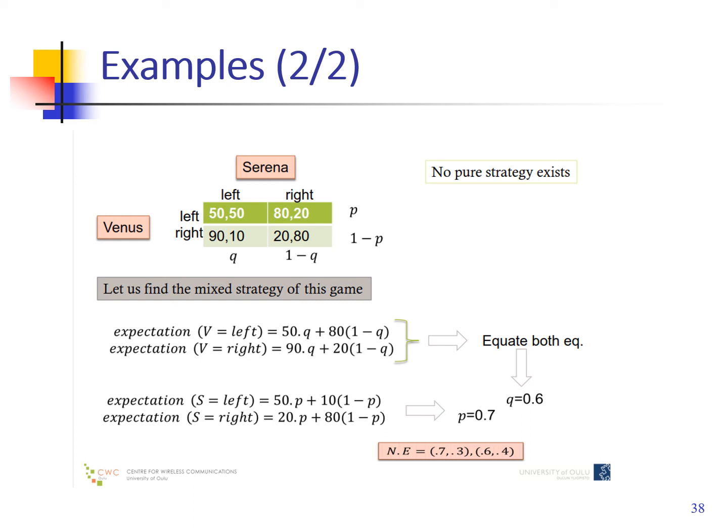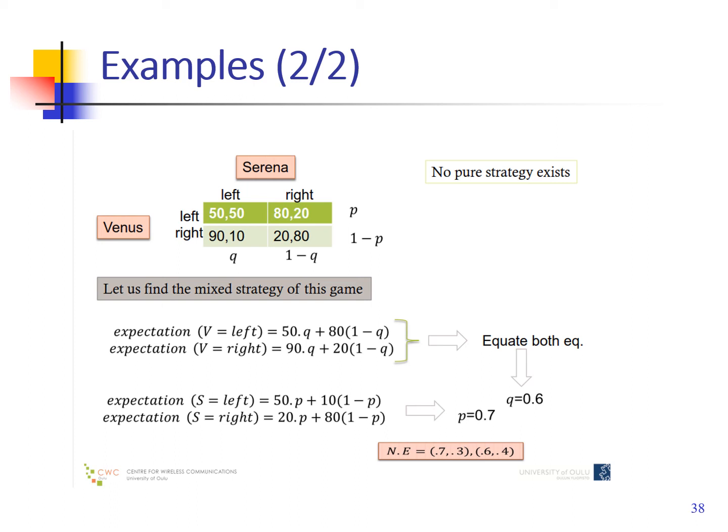So I write down the expectation for Venus when she chooses left, right? It is going to be equal to 50. This is the utility she gets, because she chooses that with probability P, remember? She chooses left with probability P, right with probability 1 minus P. Therefore, it's going to be 50 multiplied by Q, because Serena will take Q, or it's going to be plus 80 multiplied by the probability that Serena will take, which is 1 minus Q. Likewise, you do it for the right. So it's going to be 90 multiplied by Q plus 20 multiplied by 1 minus Q. And again, you equate both equations and find out that Q equals 0.6.